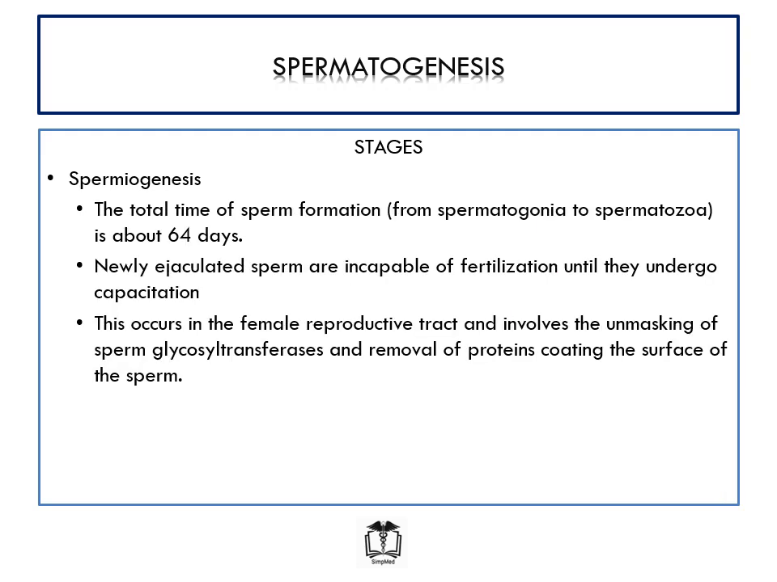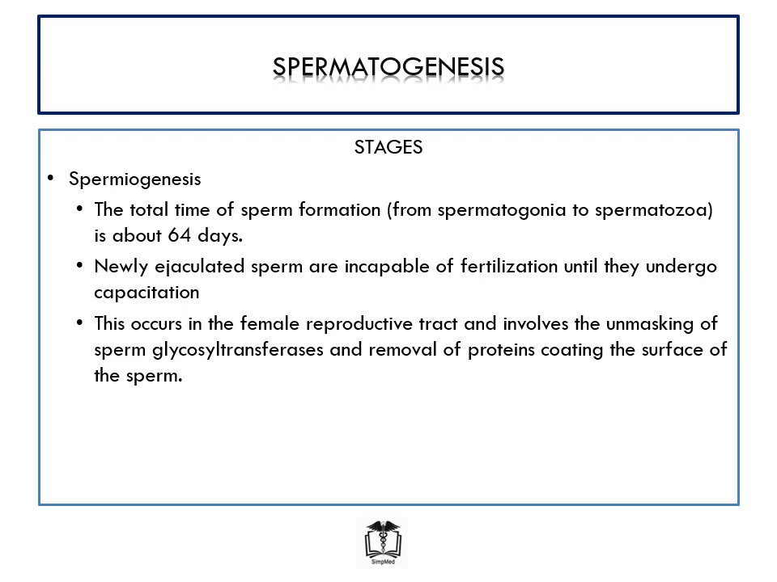The total time for sperm formation tends to be about 64 days, and that is from the process of spermatogonia formation to the process of spermatozoa formation. Newly ejaculated sperm cells are usually, first of all, incapable of fertilization until they undergo a process we know as capacitation.